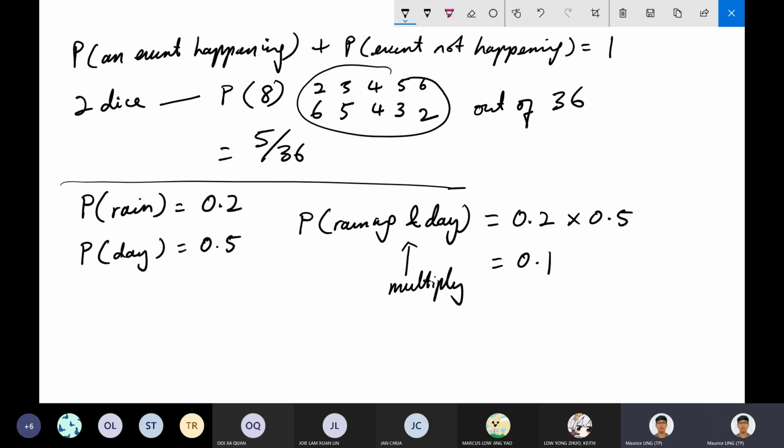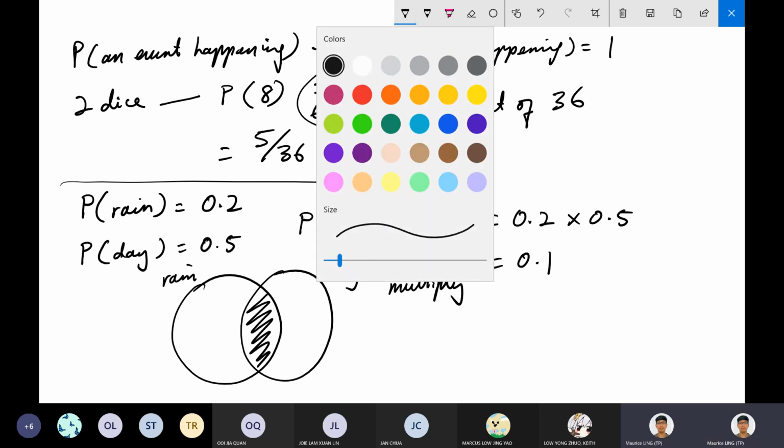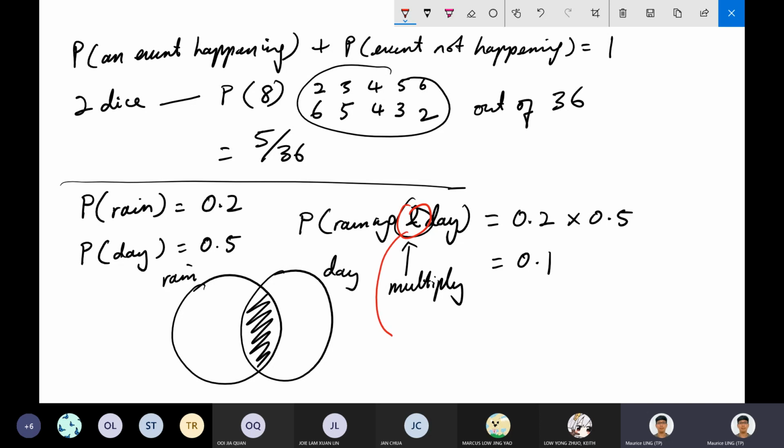So in other words, your Venn diagram, you can draw it this way. You have rain and day. What you're looking at, N is always intersection. When you have N, it's always intersection. If you have or, then it will be a union. So that's a fundamental rule.